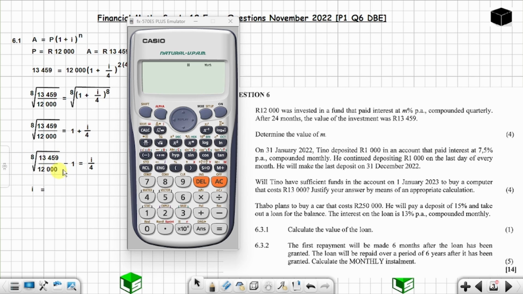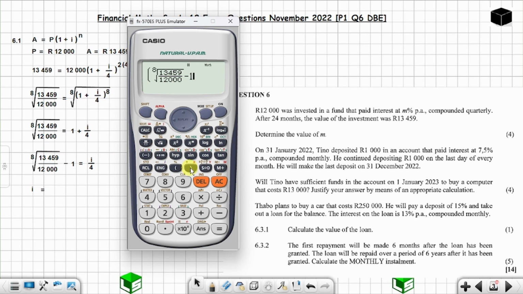I have this, I'm going to put it in bracket and then multiply by 4. So I have the 8 fruits of this. Remember, negative 1 is not inside the 8 fruit, so you have to separate like this. Don't make that mistake.